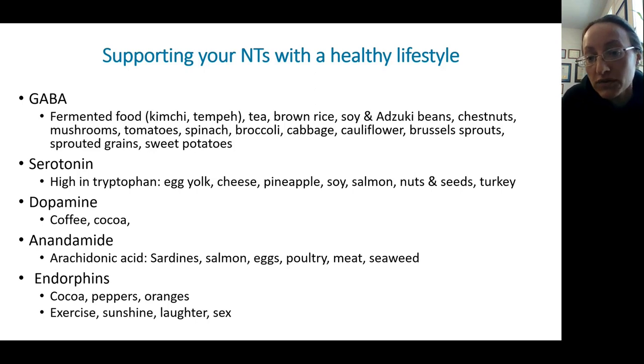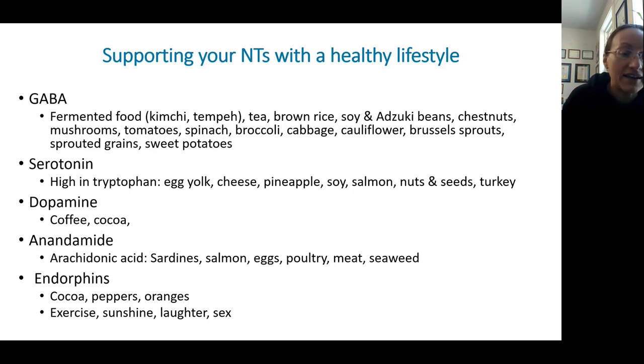Tryptophan is the serotonin precursor, and you find that in protein foods. There's a lot in egg yolk, cheese, pineapple, soy, salmon, nuts and seeds, and turkey. Dopamine precursors are in coffee and chocolate. Anandamide's precursor is arachidonic acid, and you find that in sardines, salmon, eggs, poultry, and meat. The only vegetarian source is seaweed.